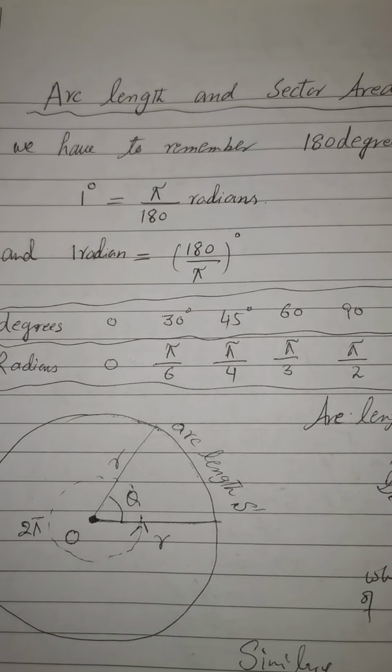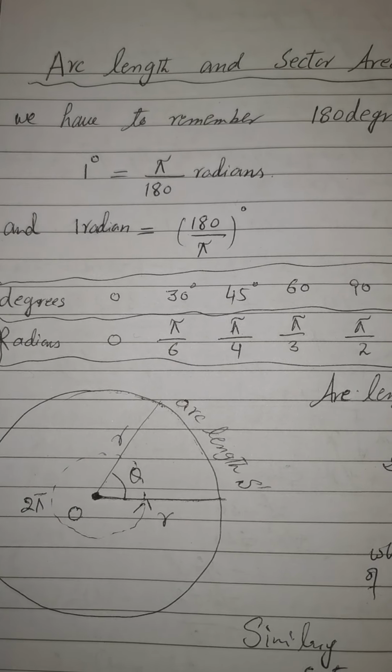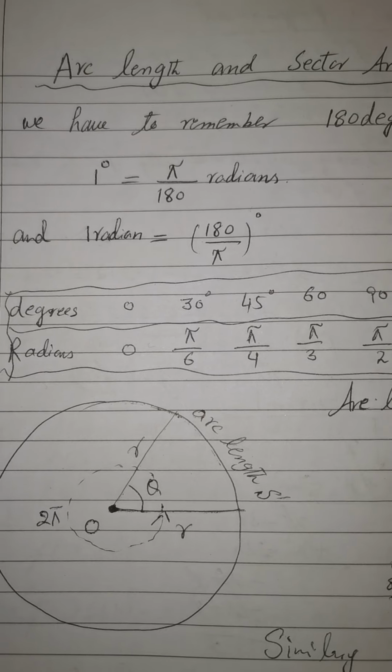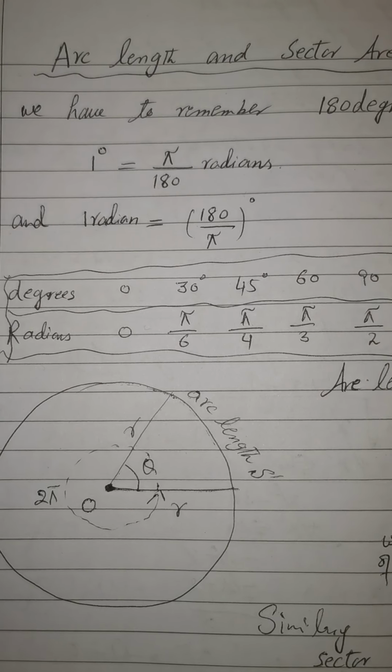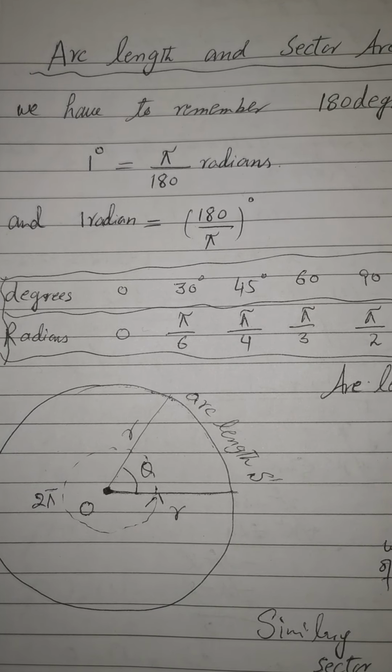In this video, we will learn about arc length and sector area. Basically, arc length and sector area is related to circle. If we have a circle, then how can we calculate the length of one part of a circle?